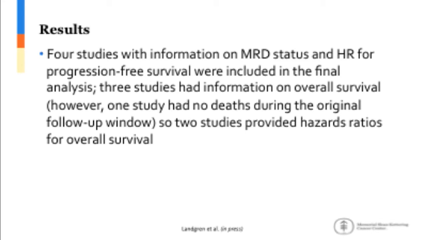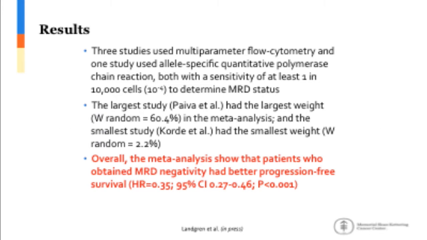3 studies had used multiparametric flow cytometry, and 1 study had used allele-specific quantitative PCR to determine MRD status. These methods, although they were slightly different, had at least the sensitivity of 10^-4 to determine MRD status, meaning you could rule out 1 cell in 10,000. The largest study provided about 60% of the overall weight, and the smallest study provided about 2% of the weight.